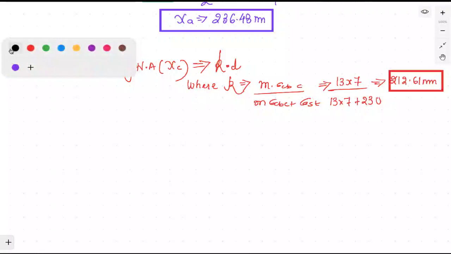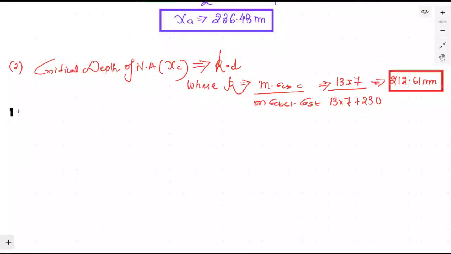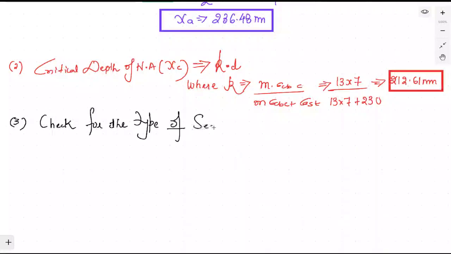Now you have to compare these two cases. The third step is step marking होती है. You have to remember all the steps. The third step is you have to check for the type of section. There are three types of sections. One is the under reinforced section, another is the over reinforced section, third one is the critical section.